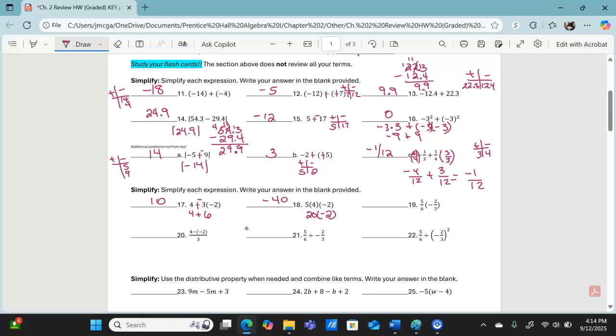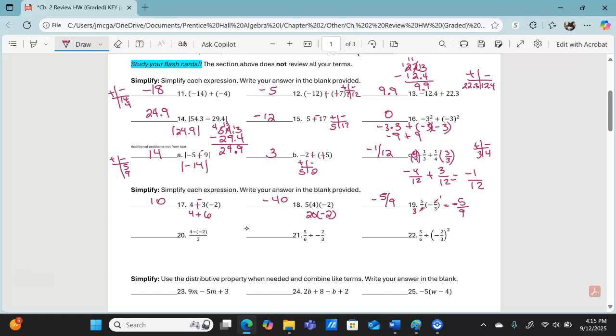Number 19 may look like a subtraction problem, but if you find the first number, the first thing immediately after it is that beginning parenthesis on the next number. That indicates multiplication. So this is a multiplication problem. So 5 times, oh, I can reduce. 2 will go into 6 3 times. So 5 times 1 is 5, 3 times 3 is 9, positive times a negative is a negative. So I have -5/9.